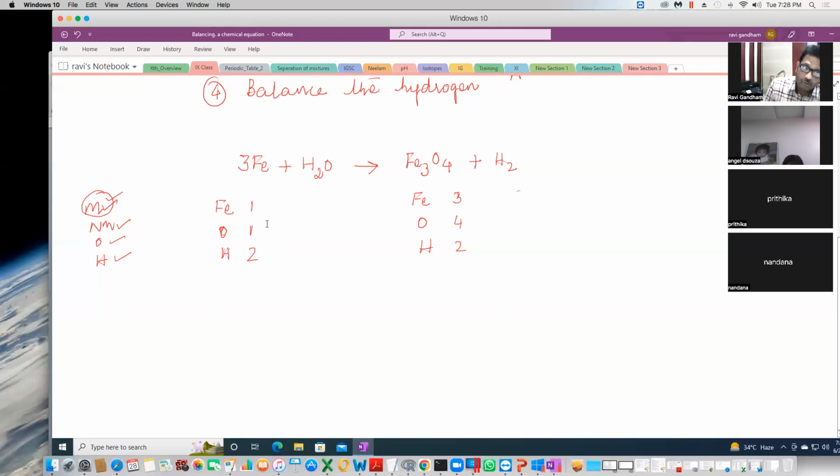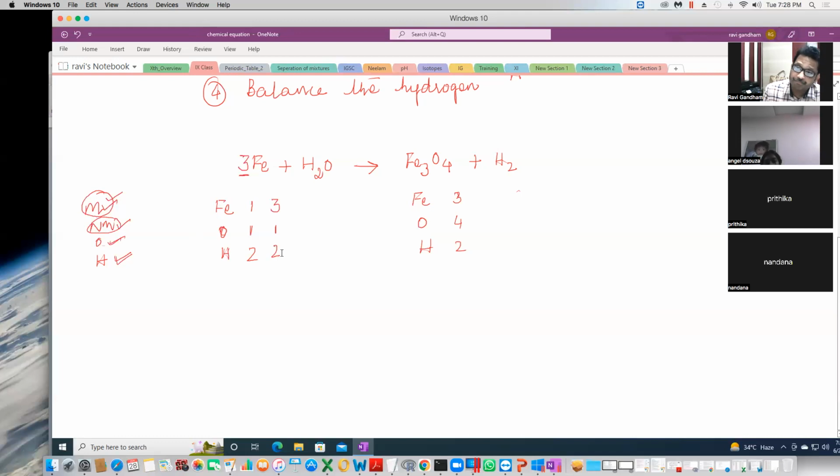Okay. So the first thing that you have done is put a 3 here. When you put 3, this now has 3 iron. Oxygen remains the same because you have done nothing with oxygen, and hydrogen remains the same as 2. This is clear? Yes, sir. What is the next thing that I told you all to do? We should balance the non-metal. You don't have any other non-metal other than oxygen and hydrogen.